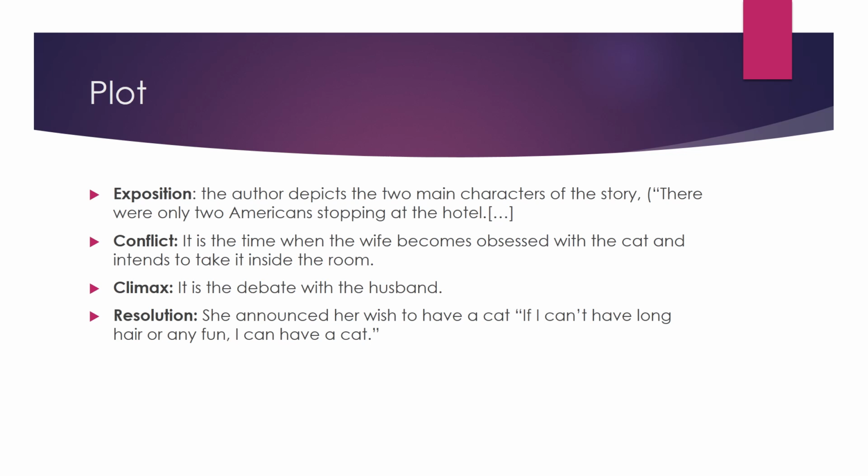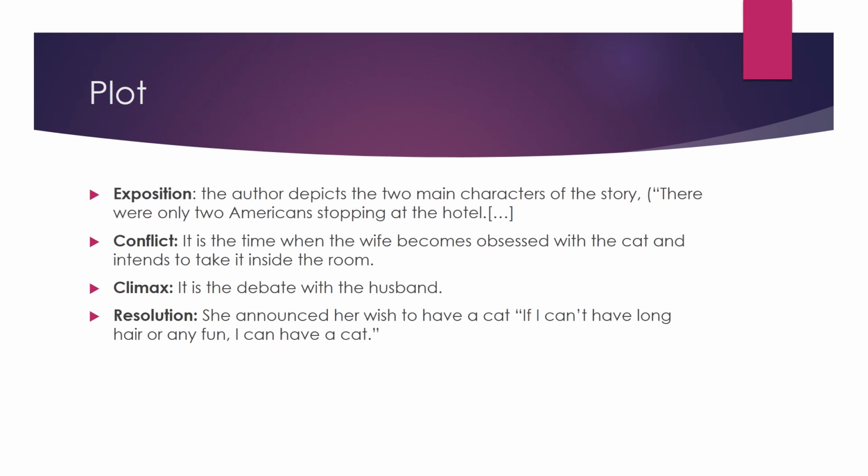For the second part, conflict, it is the time when the wife becomes obsessed with a cat and intends to take it inside the room. This is the beginning of the conflict, when she observes that cat outside the hotel in the rain and she tends to take it inside.